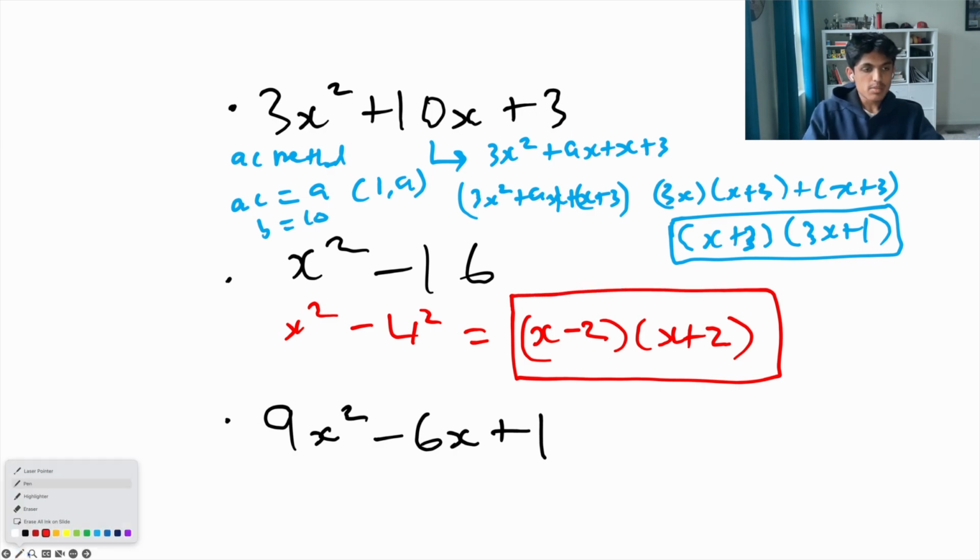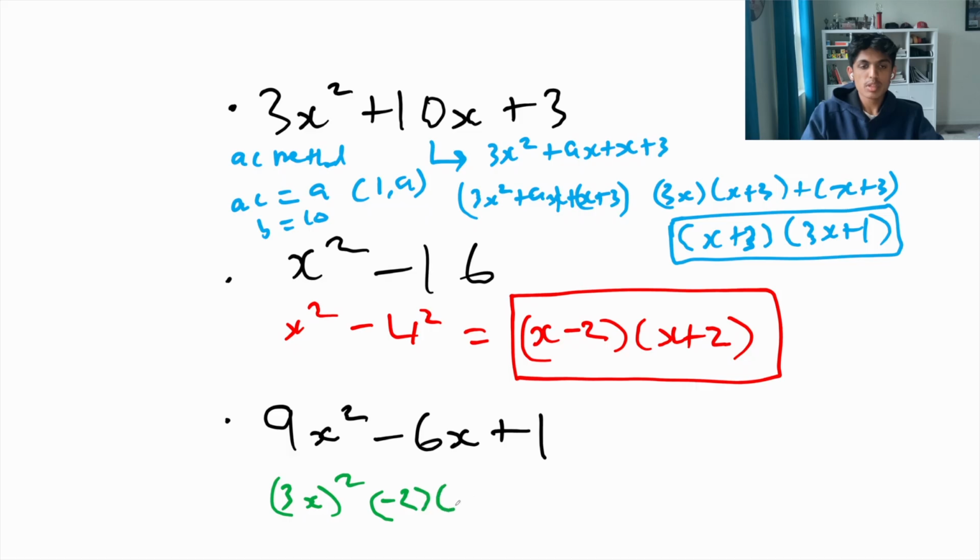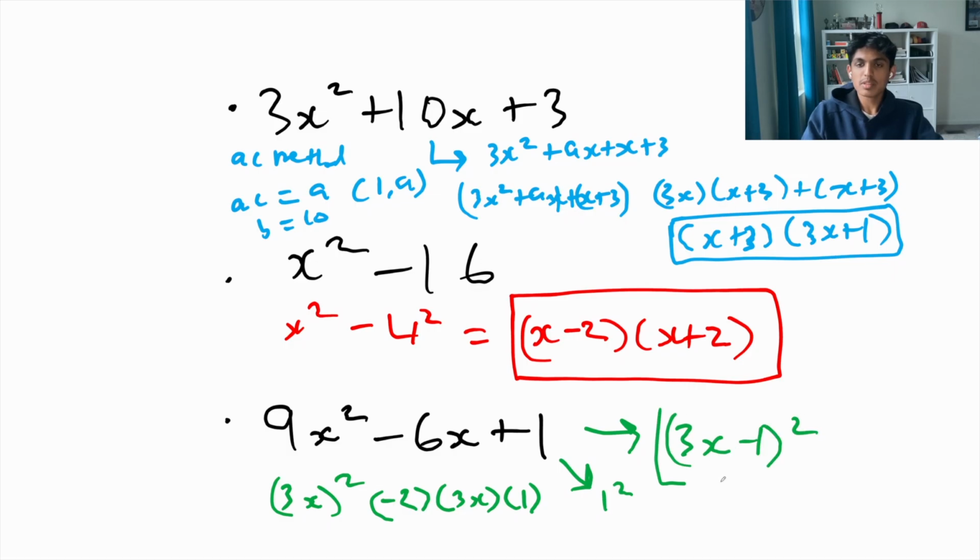Okay, now finally for the last one. Let's do this in green. Okay, so this one, I'm going to see that this is (3x) squared. This is going to be minus 2 times 3x times 1, and this is going to be 1 squared. So I can recognize the pattern that we just covered, which is going to be (3x minus 1) squared. And once again, even though we could have used the AC method for this one too, just knowing this factorization saved me so much time.